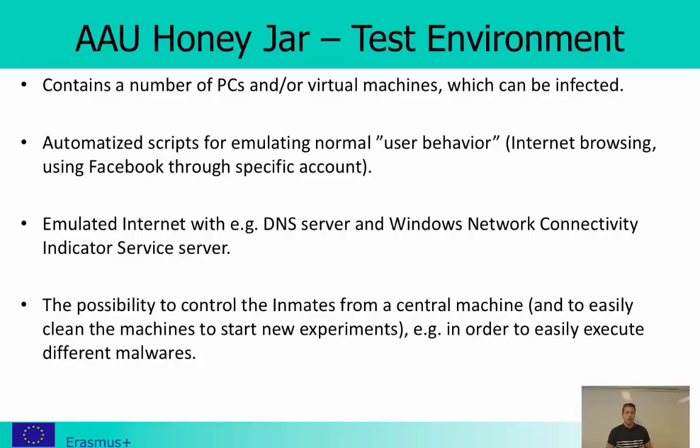And actually, we can also do a bit more, and we are constantly working on improving this part. The possibility to control the image from a central machine is also important. So you can easily clean the machines in order to start new experiments, and we can easily install and execute different kinds of malware. In fact, this is not so trivial, because when we are working with malware, we have to make sure that our central computer in the system doesn't accidentally become infected.